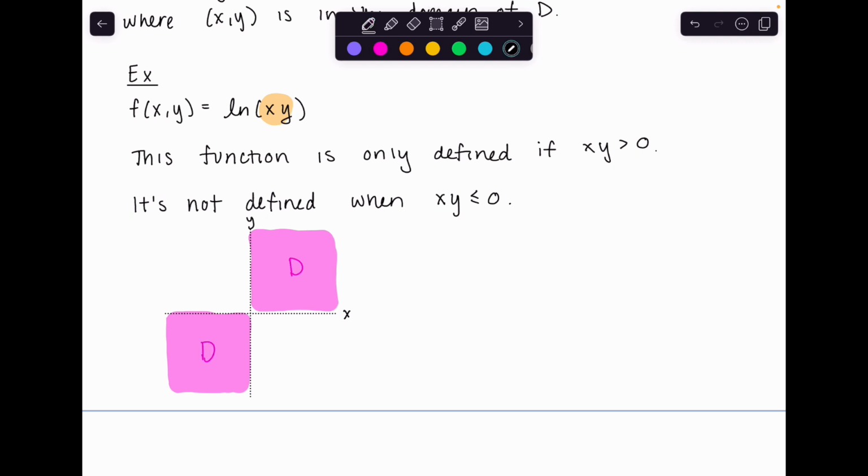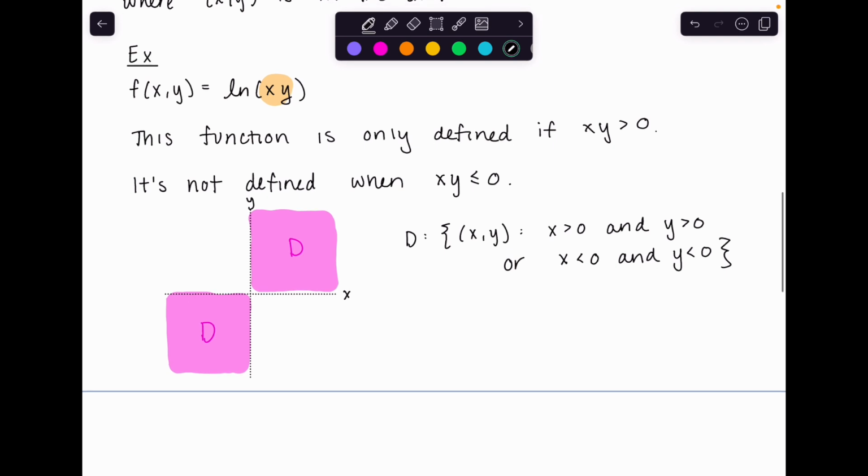Okay? So the way we would actually write this is it's the set of values x and y such that x is greater than 0 and y is greater than 0, because that's quadrant 1, or they're both negative, because then their product is positive. So this criteria gives you quadrant 3. And so this would be how we represent the domain. So try a bunch of these out.